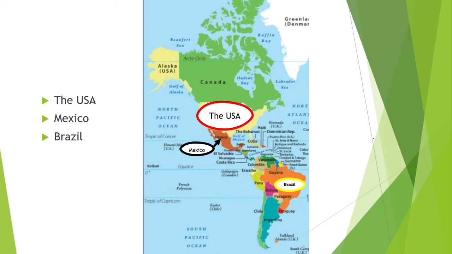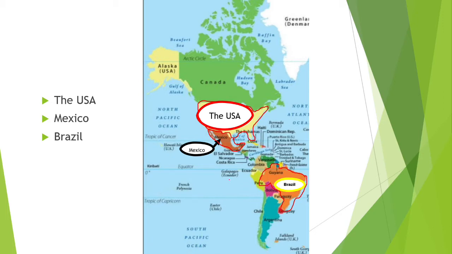The first one we have the USA. It is located here. The yellow one. Okay, so this is the USA. Next we have Mexico, bordering to USA. And we have Brazil. Here you can see the orange one is Brazil. Okay, so 3 countries on this continent.